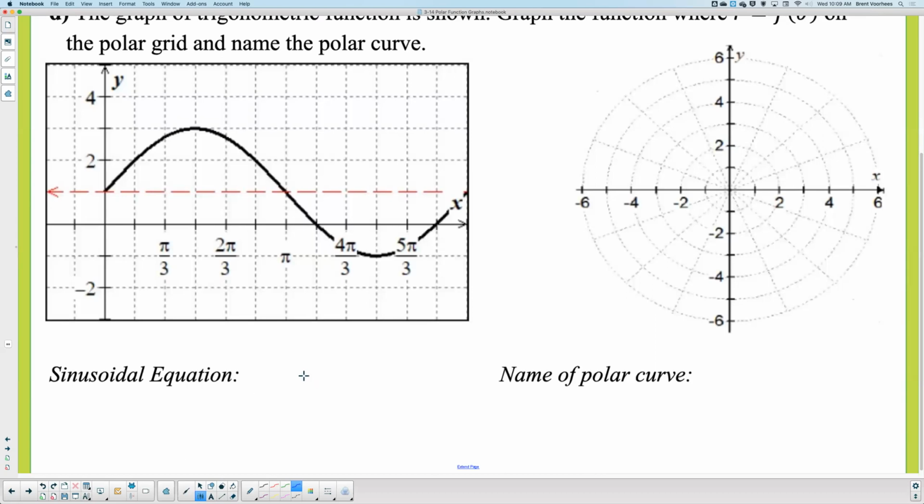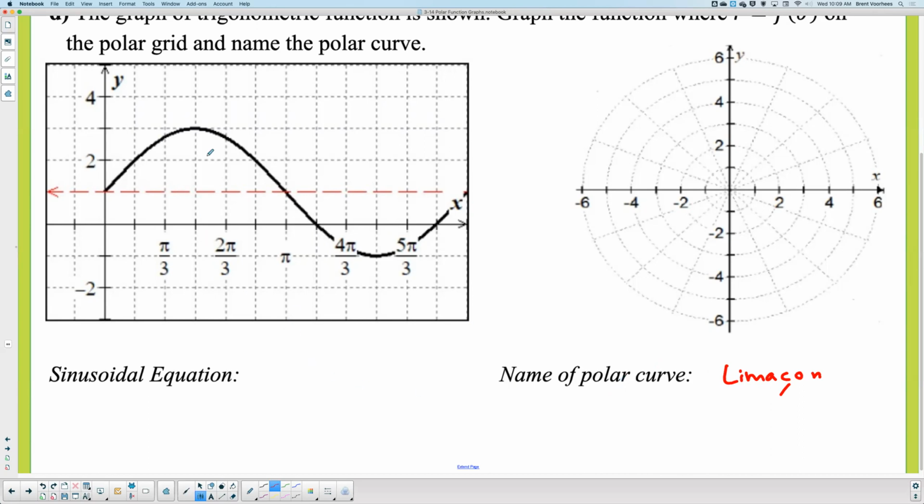Limacon. You're guessing it's a limacon? Why limacon? Because it hits a negative minimum. I agree with you. Its minimum is not 0. So I'm going to guess it's a limacon. And you think it's going to have an inner loop or no inner loop? No. Yeah, inner loop.